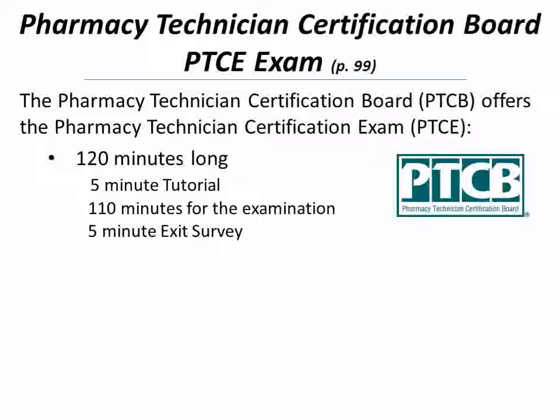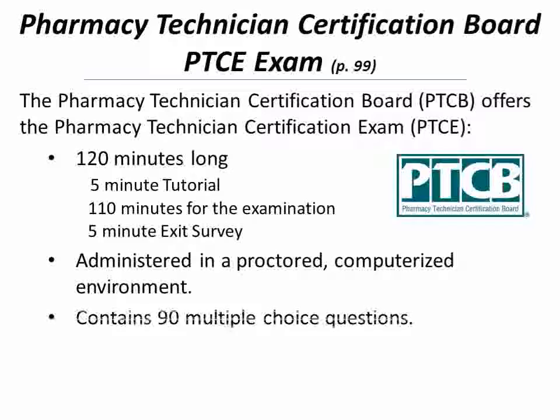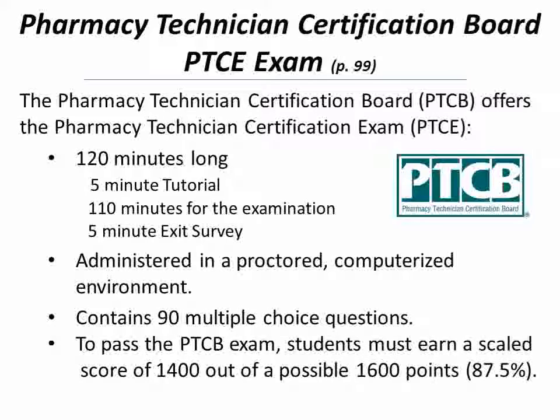Your textbook also includes information about the PTCE exam, which is given by the PTCB board. The certification exam is 120 minutes long and is administered in a proctored computerized environment. The exam contains 90 multiple-choice questions. You must score 1,400 out of 1,600 points possible in order to pass the exam. That's equivalent to an 87.5% in order to pass.